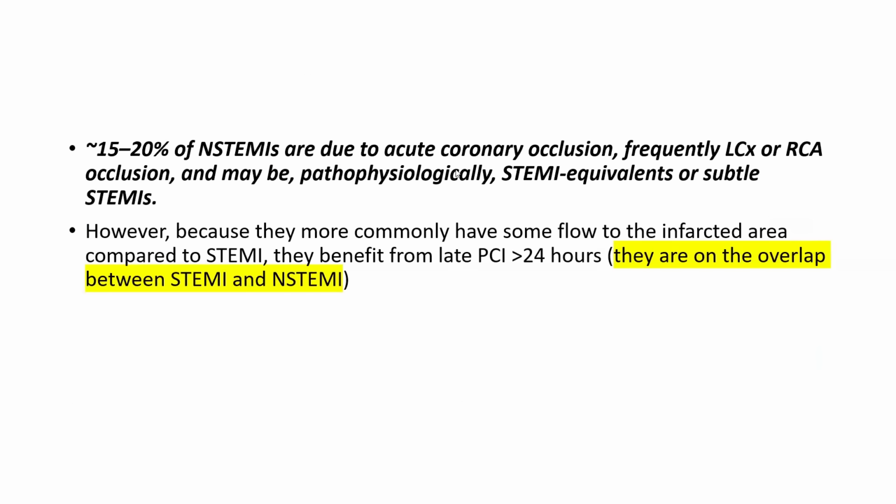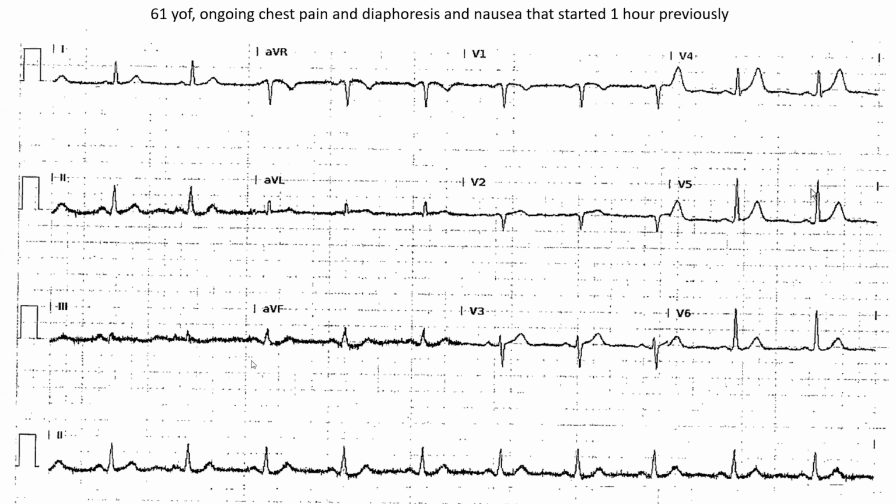15 to 20% of non-STEMI are due to acute coronary occlusion, frequently left circumflex or RCA occlusion, and maybe pathophysiologically STEMI equivalent or subtle STEMI. However, because they more commonly have some flow to the infarcted area compared to STEMI, they usually benefit from late PCI more than 24 hours. They are on the overlap between STEMI and non-STEMI.